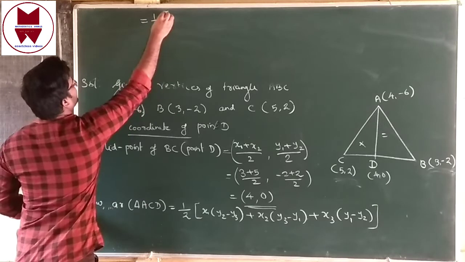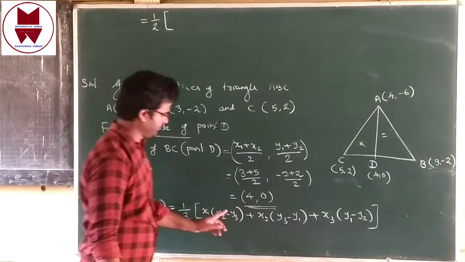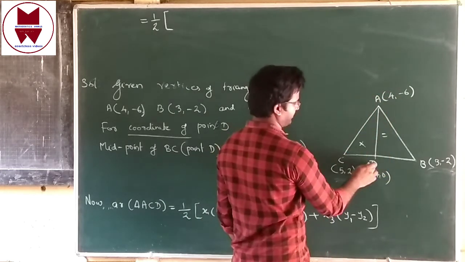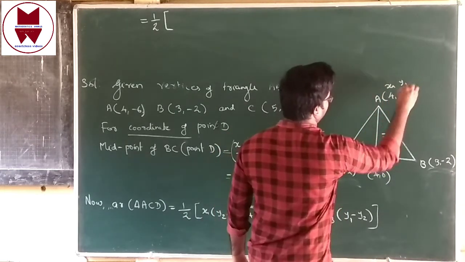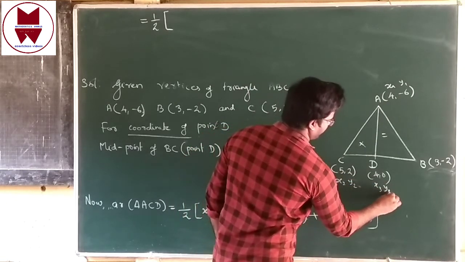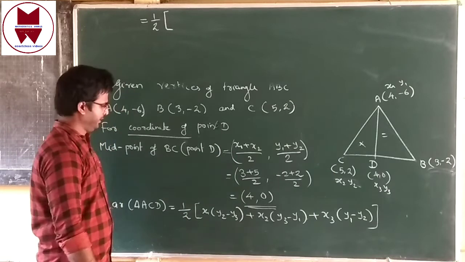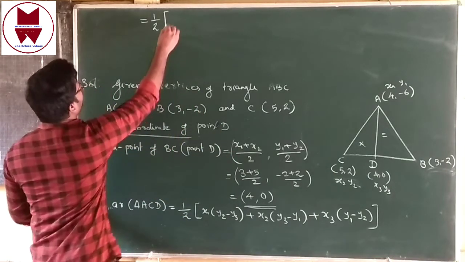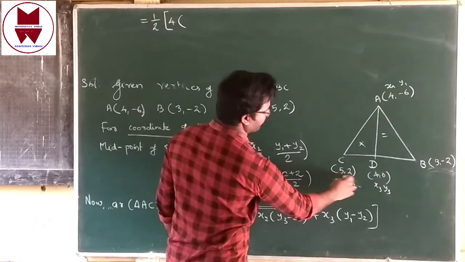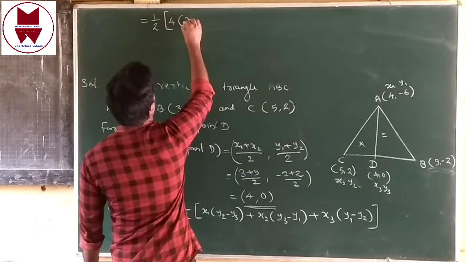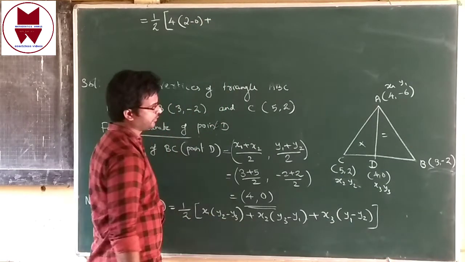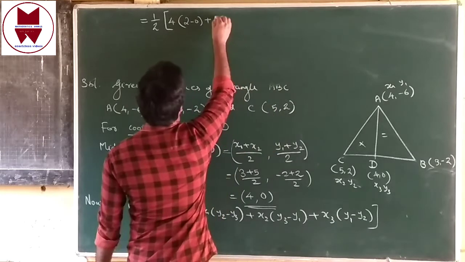One by 2, then x1, y2, y3, everything we need. We can write A, C, D, this part only, that is x1, y1, this is x2, y2, this is x3, y3. Then x1 is 4, 4 into y2 minus y3. y2 is 2 minus 0 plus next x2. x2 is 5.